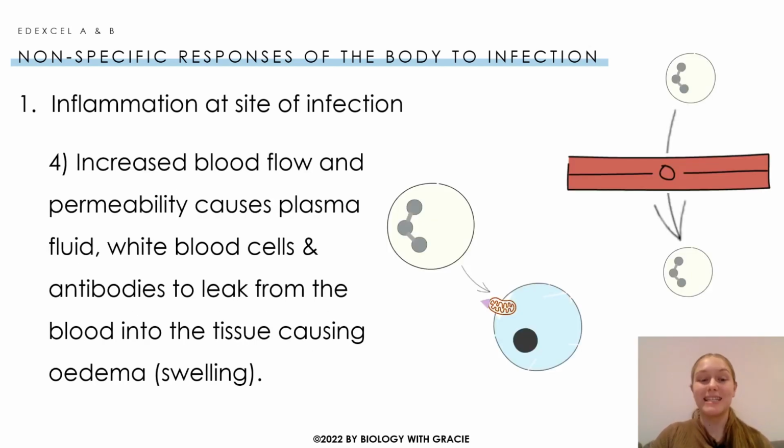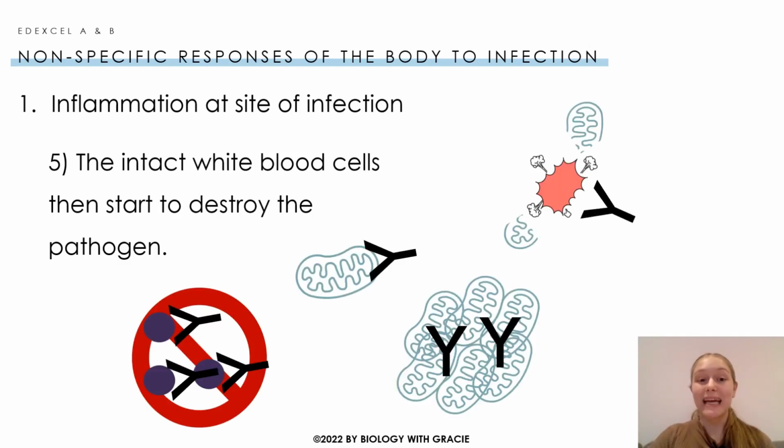As I just said as well, it's that increased blood flow and permeability causing plasma fluid, white blood cells and antibodies to leak from the blood into the tissue, causing something known as edema, and that is purely swelling. Once that swelling has occurred, the intact white blood cells are able to start destroying the pathogen, and they do this in a number of ways.